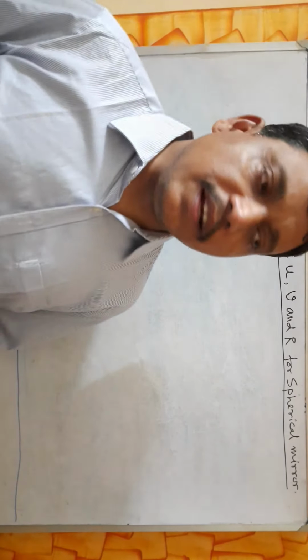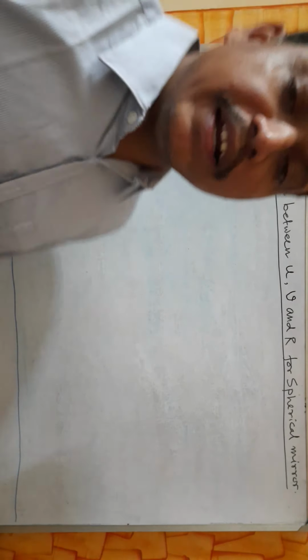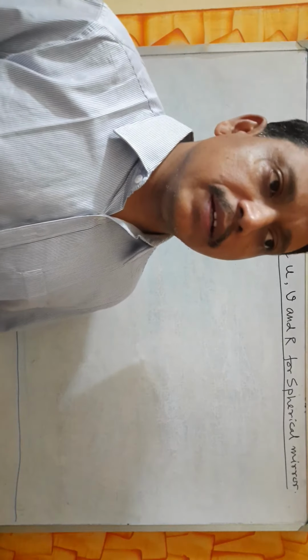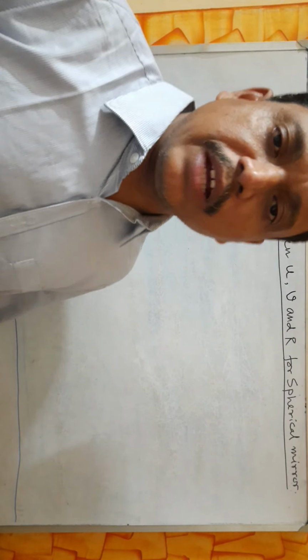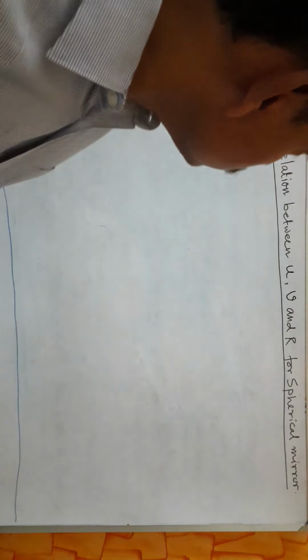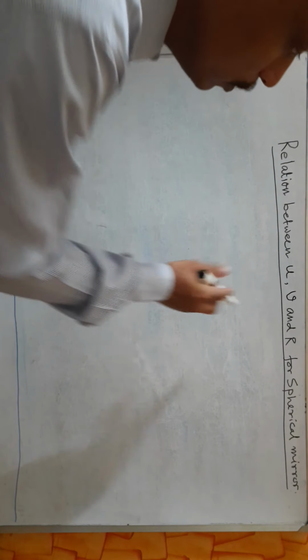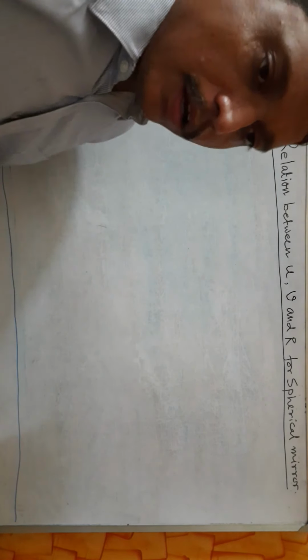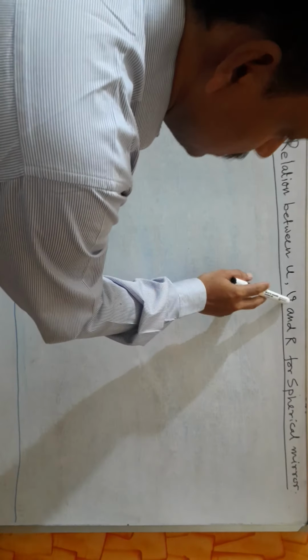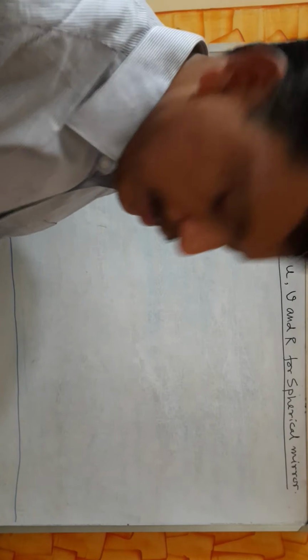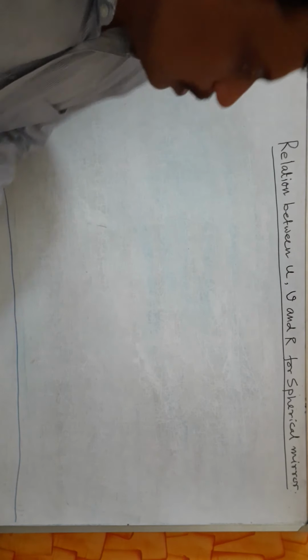Now we start the relation between u, v and R of a spherical mirror. The spherical mirrors are both concave and convex mirrors. So u is the object distance, v is the image distance, and R is the radius of curvature.